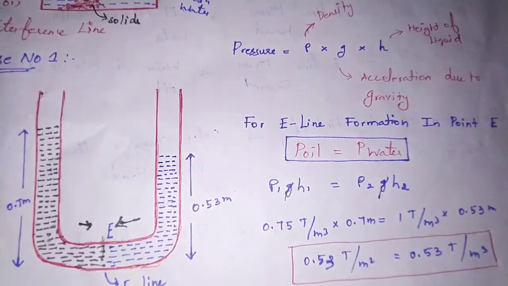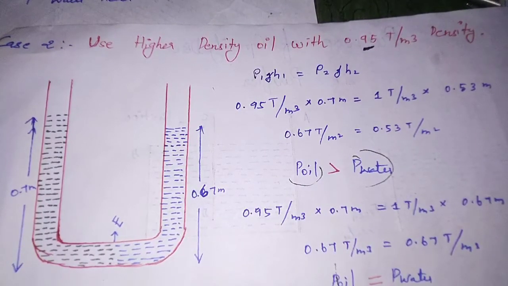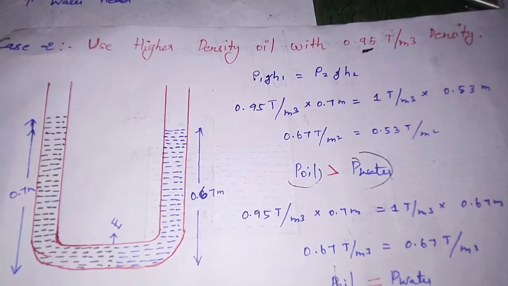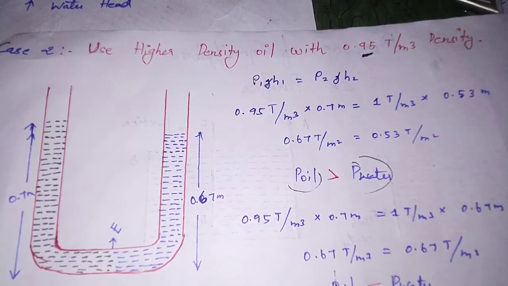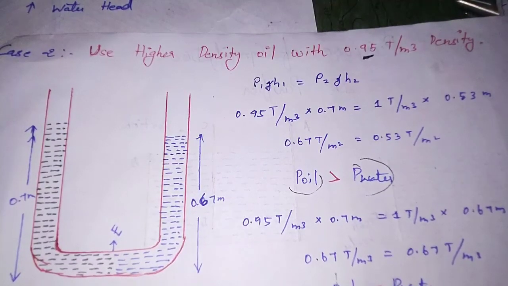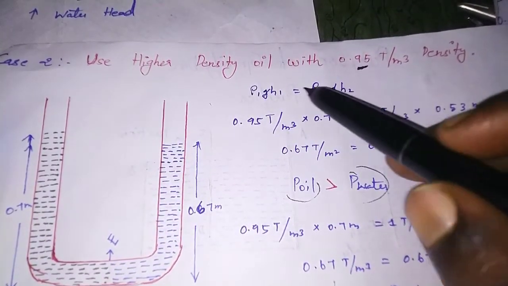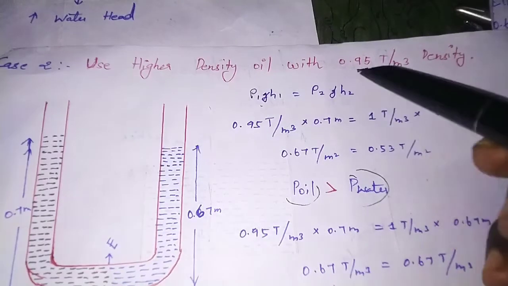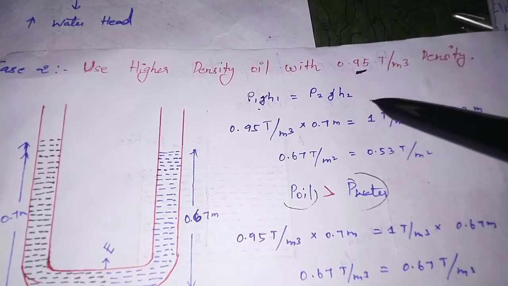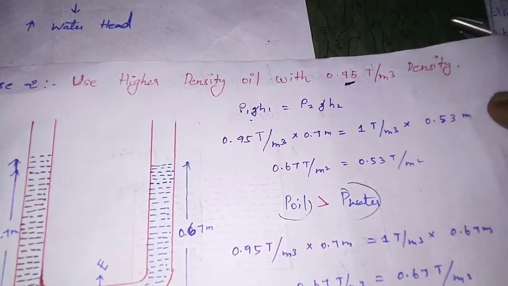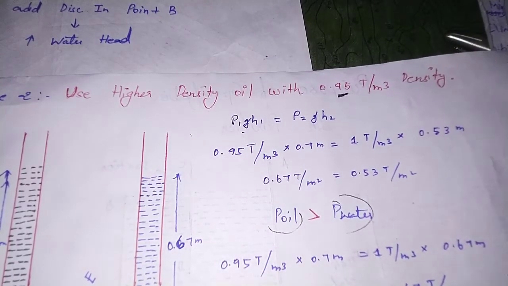In case 1 I used oil with a density of 0.75 tons per meter cube. In case 2, I use a higher density oil of 0.95 tons per meter cube. Same as in case 1, rho 1 g h1 is equal to rho 2 g h2, so g cancels out. Rho 1 here is 0.95 tons per meter cube into 0.7 meter, the oil head, equal to rho 2, which is 1 ton per meter cube, into the water head of 0.53 meter. So let's calculate.